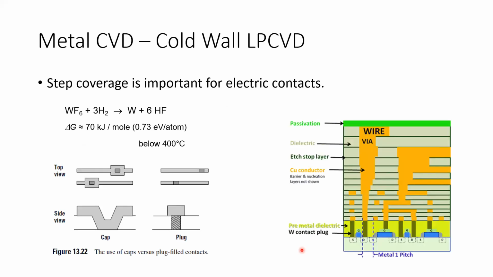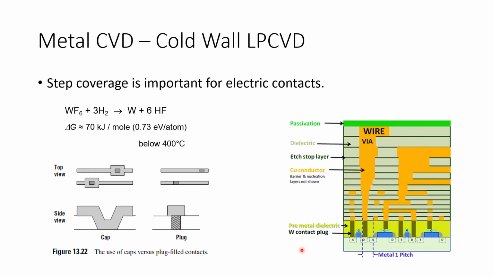So you can use low pressure CVD to deposit silicon and polysilicon and dielectrics. We can also use LPCVD to deposit metal, and we call it the metal CVD process. Normally we use cold wall LPCVD.